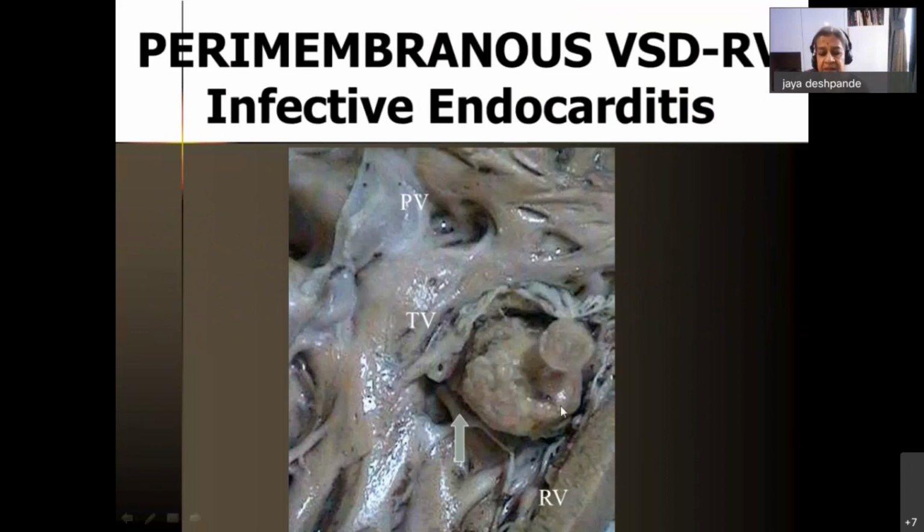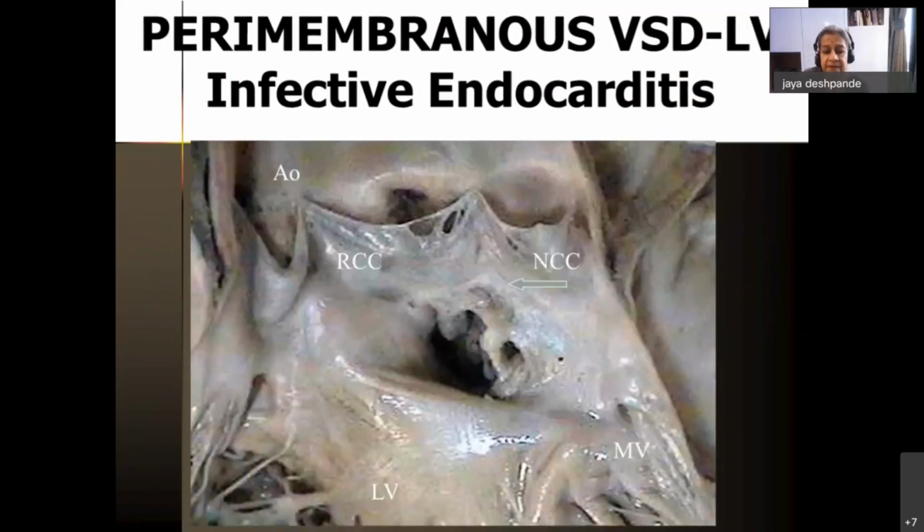This cauliflower-like mass is nothing but infective endocarditis. Here again from the left side, you see lots of infective endocarditis trying to obliterate the orifice. So along with the septal tricuspid leaflet, if there is endocarditis, that will also try to block the perimembranous VSD.